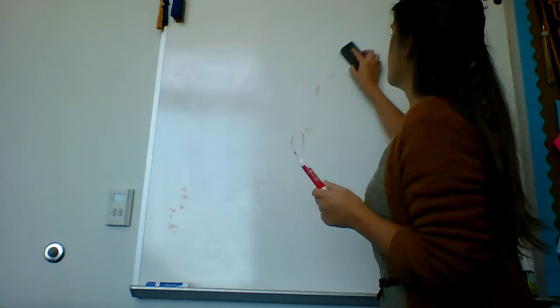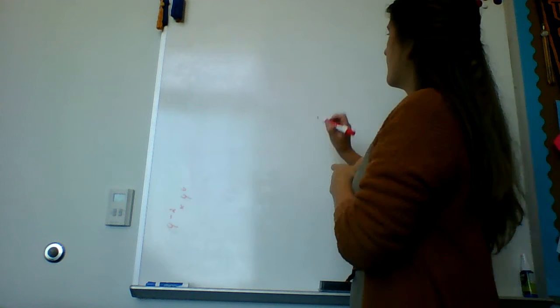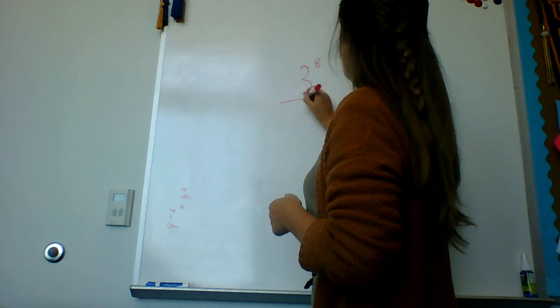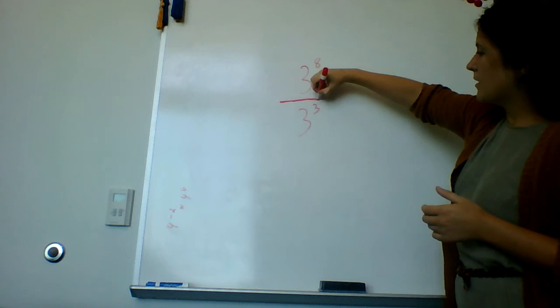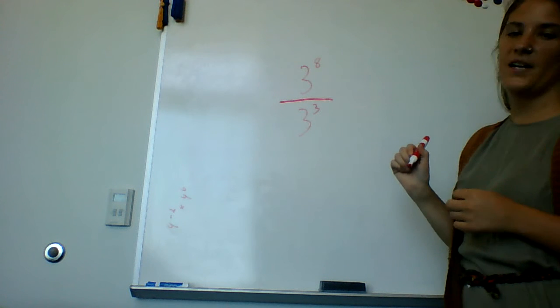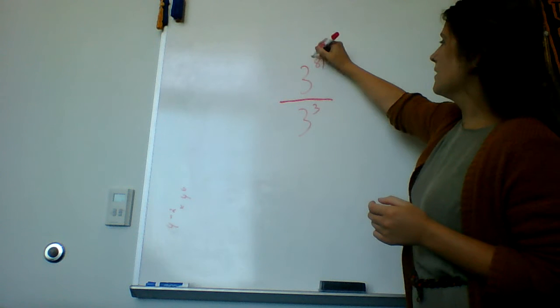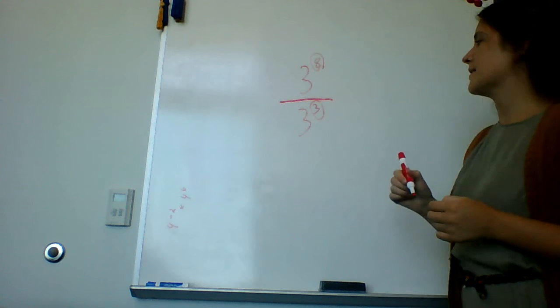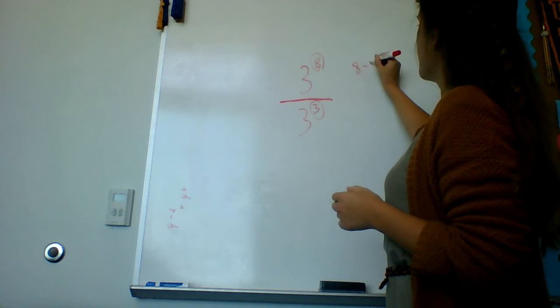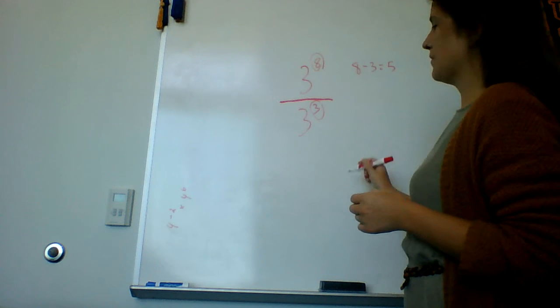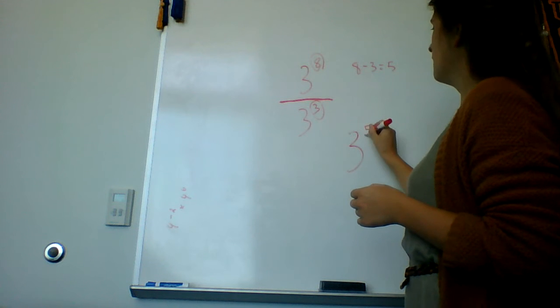We can also review dividing with exponents. Let's say I have 3 to the 8th power over 3 to the 3rd power. This line right here means to divide. And when I'm dividing exponents, I can subtract the exponent when the base is the same. So I'll subtract from top to bottom. 8 minus 3 is 5. So this will simplify to 3 to the 5th power.